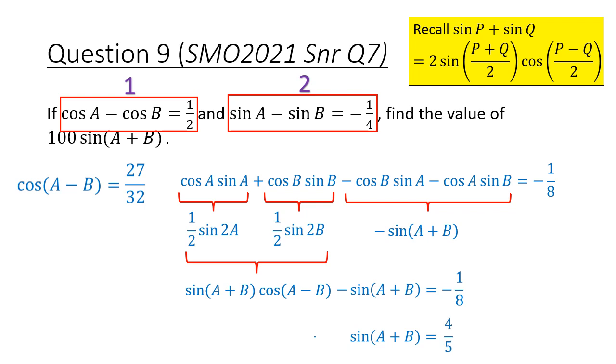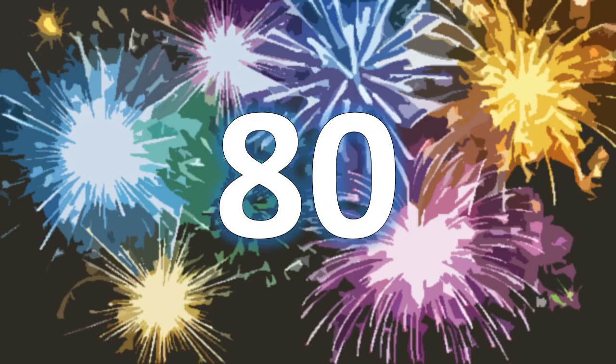We make sin(A plus B) the subject, so we'll get 4/5, and we'll just multiply 100 on both sides to get 80. And that is our final answer.